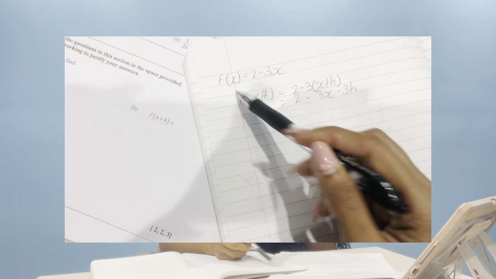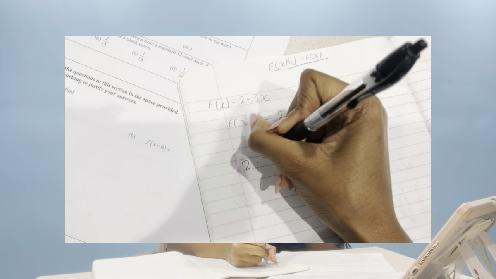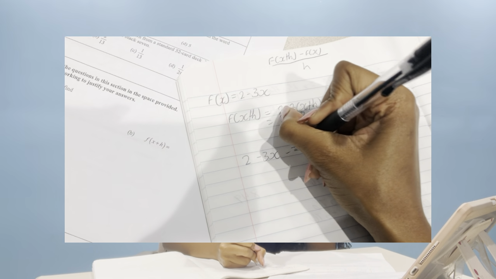So now the formula is f of x plus h minus f of x. It told me to subtract this from this. Remember this is the formula: f of x plus h minus f of x, divided by h. So you found f of x plus h, right? This is that. Now you're going to subtract f of x from this. Remember, this is f of x here. So we have 2 minus 3x minus 3h. And we're going to subtract, so I'm putting a subtraction sign and then open bracket.